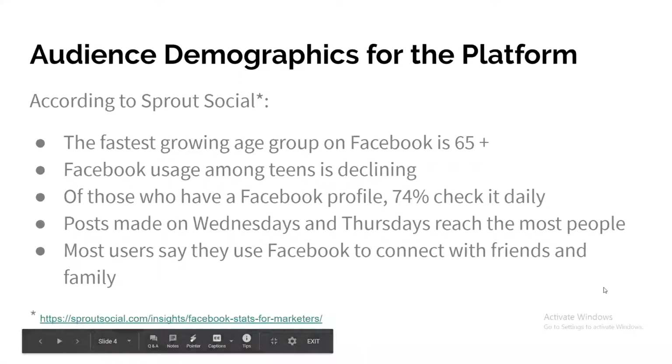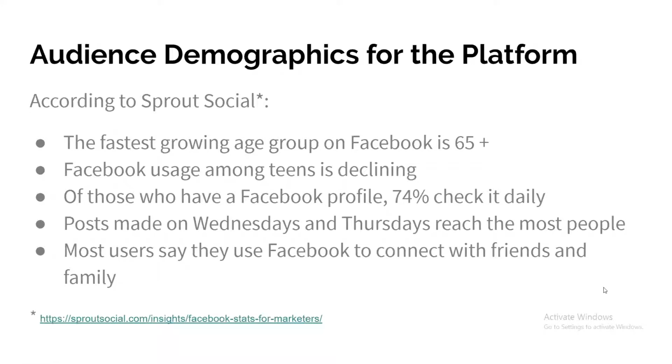So a little bit about the audience demographics for the platform. I pulled these from Sprout Social, which is a company that collects statistical information about social media for use by marketing companies, and they sell that information. But according to them, the fastest growing age group on Facebook is 65 and over. Facebook usage among teens is declining over the last few years, and of those who have a Facebook profile, 74% of them check it daily.